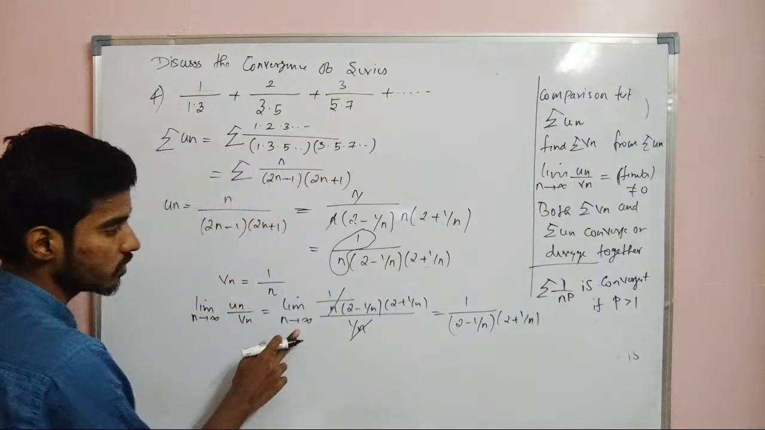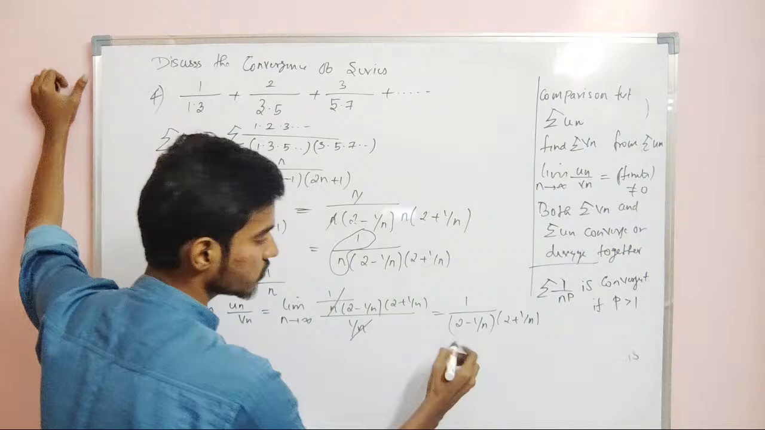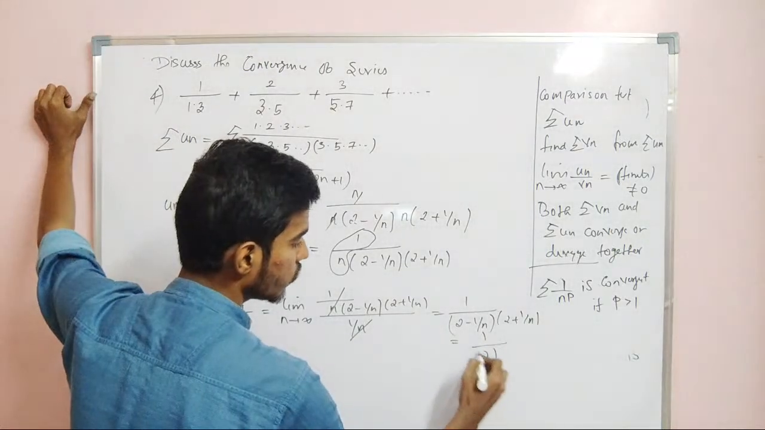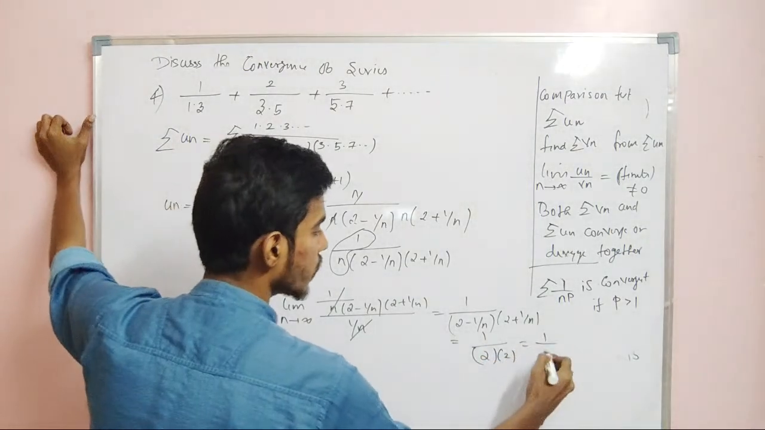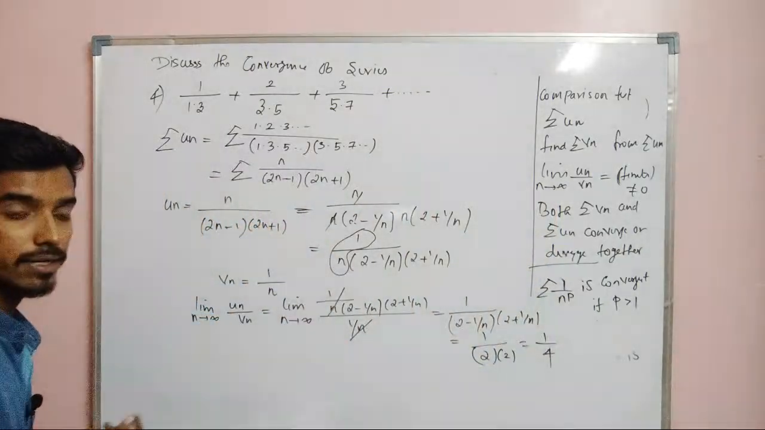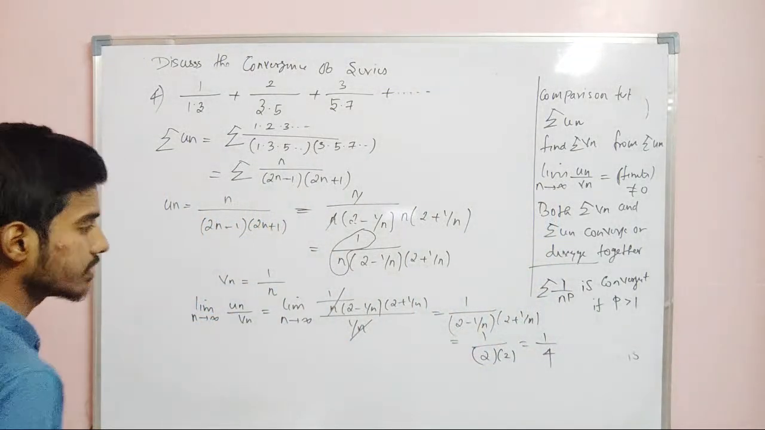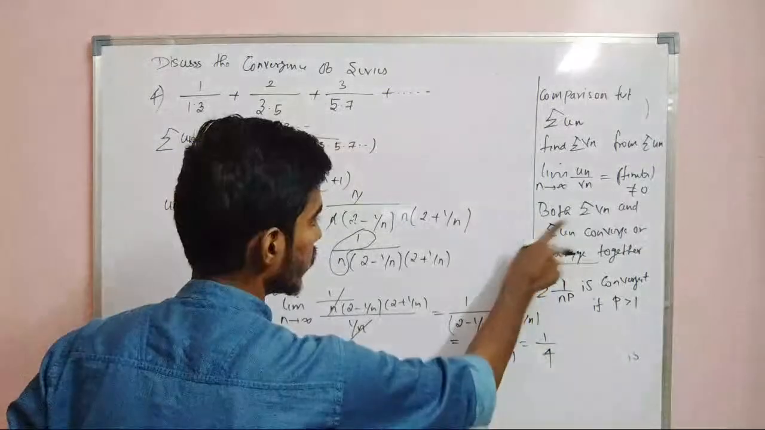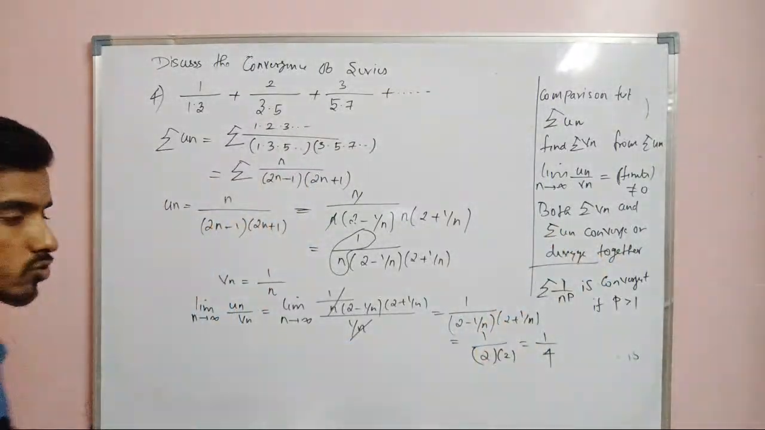So as n tends to infinity, this tends to 0, this tends to 0. So we will have 1 by 2 into 2, which is 1 by 4, which is finite and non-zero, right? Which is finite and non-zero. So both un and vn converge or diverge together.